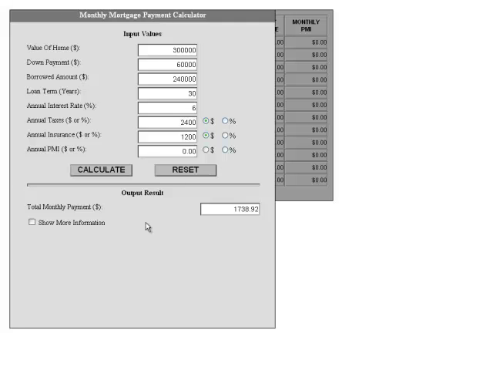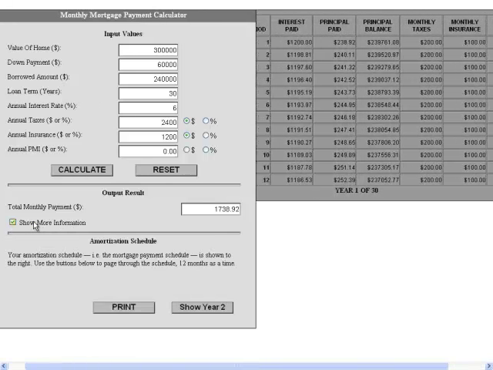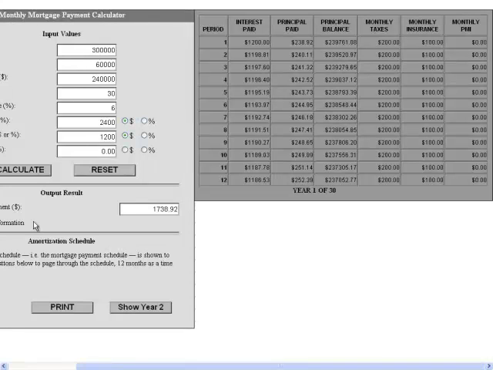Now, to see exactly how this breakdown works, we would click on this button that says Show More Information. And what that would now give us is an actual breakdown of the total payment. So for the first month, the payment portion that would be applied toward interest is $1,200. $238.92 would be applied toward principal, reducing the principal. $200 a month would go toward the taxes, which is our $2,400 here divided by 12. And then $100 a month, which is our homeowner's insurance of $1,200 divided by 12 months, would go toward insurance.